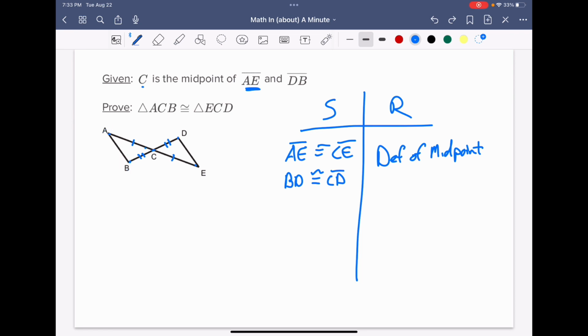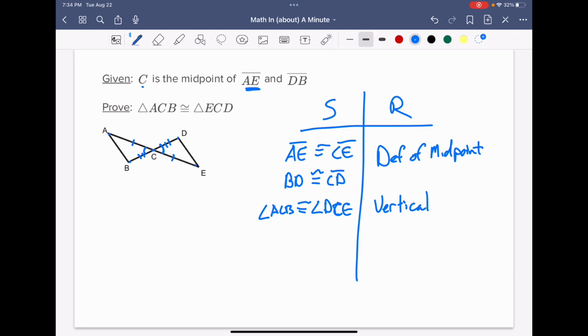And what I do see is that these angles are going to be congruent because they're vertical angles. And so I'm just going to write that out. Angle ACB is congruent to angle DCE. Why? Because they're vertical angles.